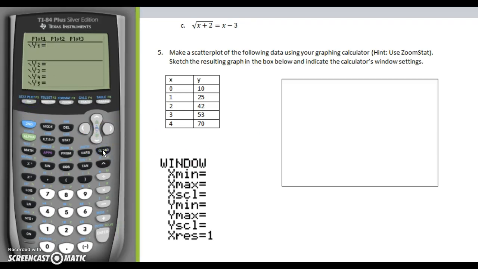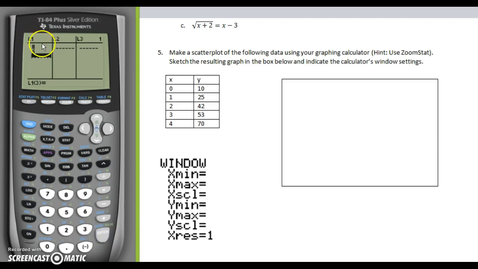Now to do this kind of a plot where you want to plot a scatter plot, we need to use our stat and our stat plot options. So we're first going to hit the stat key, and we want to edit, meaning we hit enter on edit so we can enter the data in. Now you may already have data in here, like let's say you did have a couple pieces of data in there. Then you're going to have to clear them out.